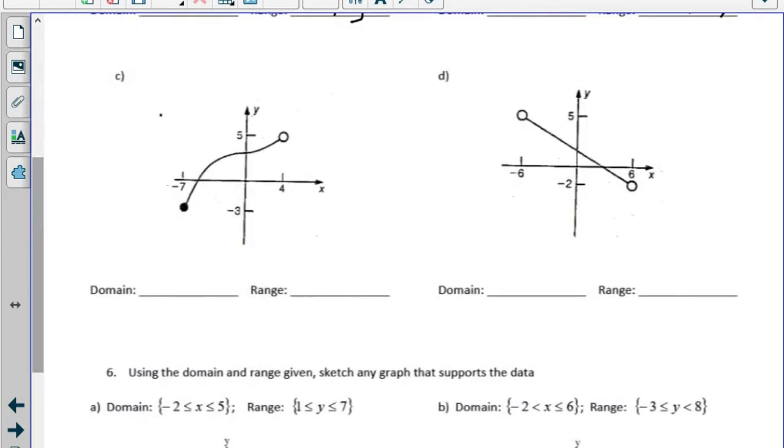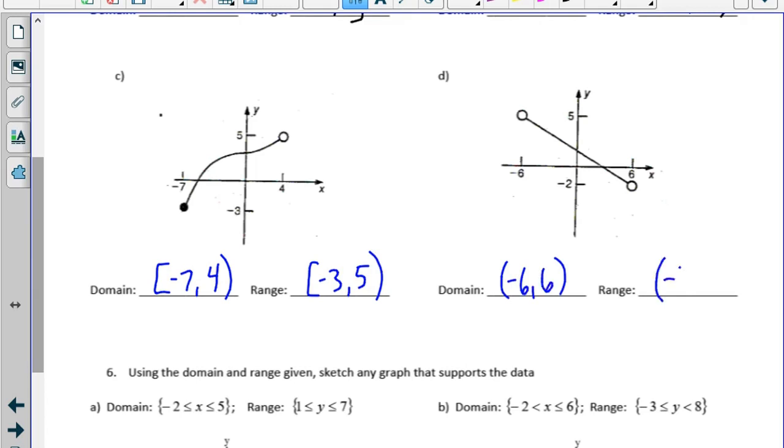Okay, letters C and D, I'll do these a lot quicker. The domain of C is -7 to 4, and the range of C is -3 to 5. The domain of D is -6 to 6, and the range of D is -2 to 5. Notice that I always go from left to right for the domain, and I always go from bottom to top for the range.